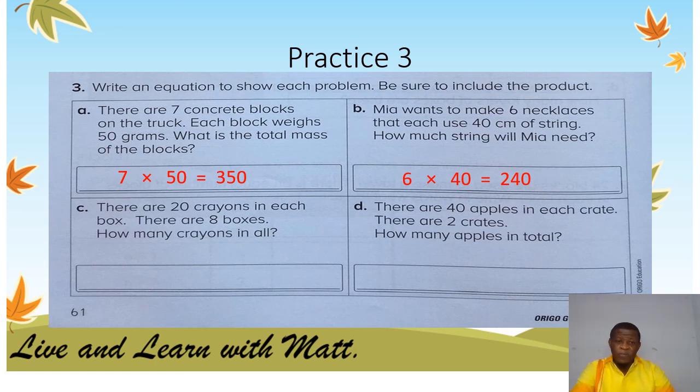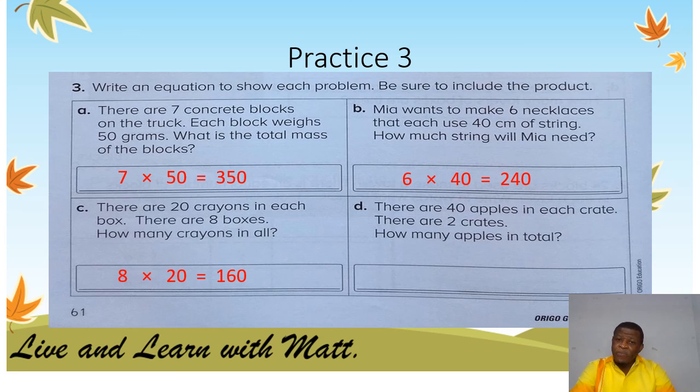Part C. There are 20 crayons in each box. There are 8 boxes. How many crayons in all? Which is 20 times 8. Then we can use 2 times 8 to figure out 20 times 8. 2 times 8 is 16. Therefore, 20 times 8 or 8 times 20 will be 160.